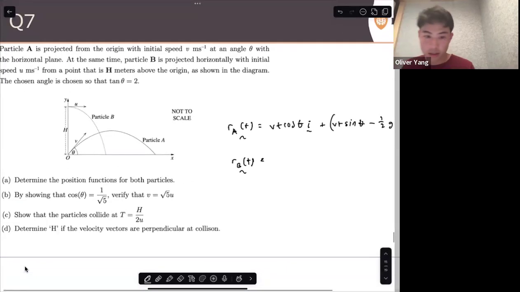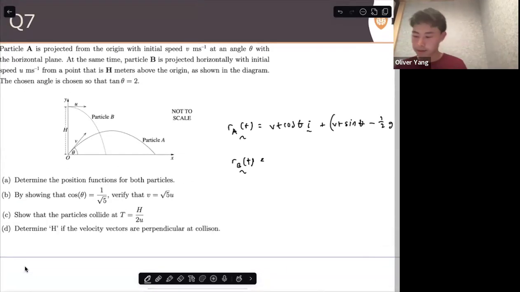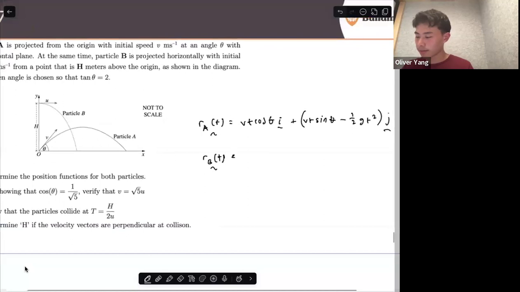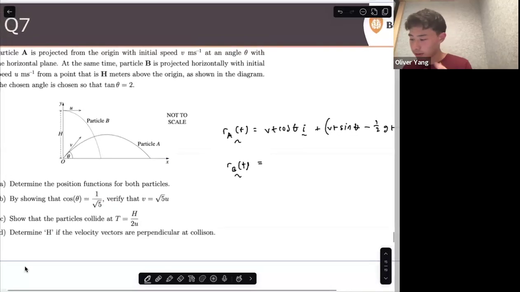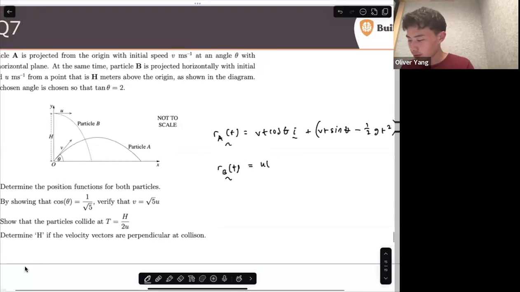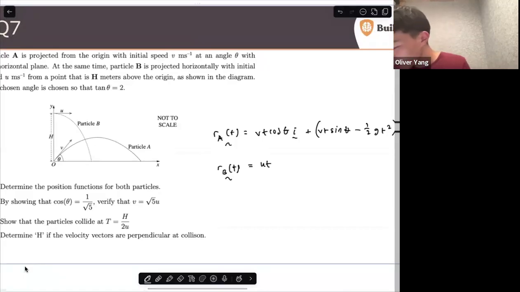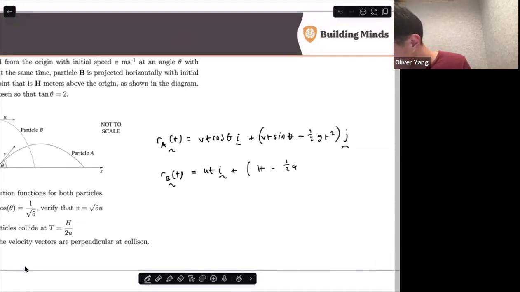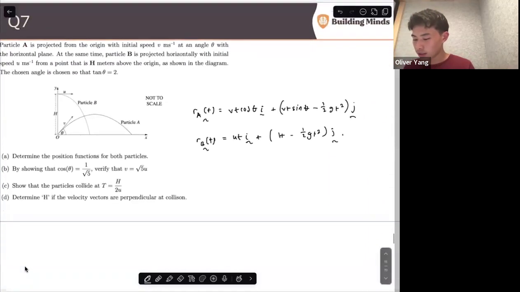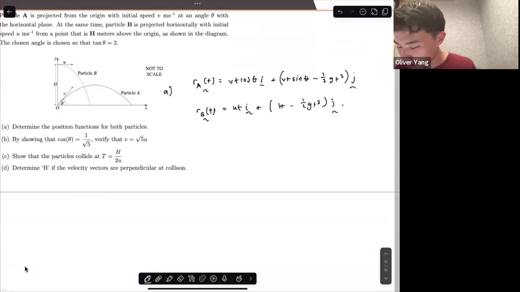It's starting at the horizontal, so at an initial height, right? But there's initial horizontal velocity, but no initial vertical velocity. So we're just going to do ut. The angle is cos 0, right? So that's just 1. Plus then h minus half gt squared, right? Because you're starting at some initial position. So there's your two formulas. That's pretty easy for A.